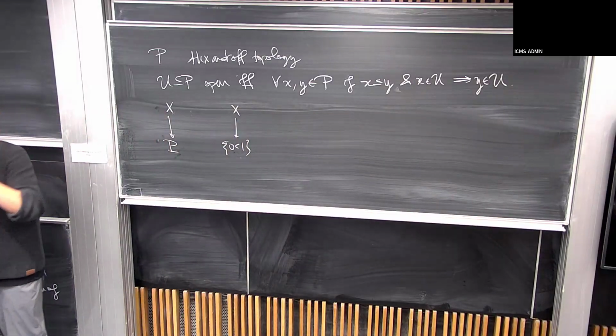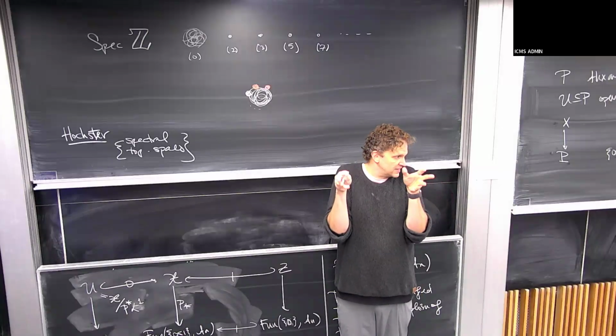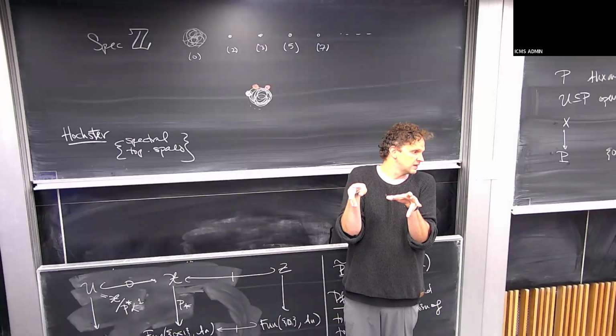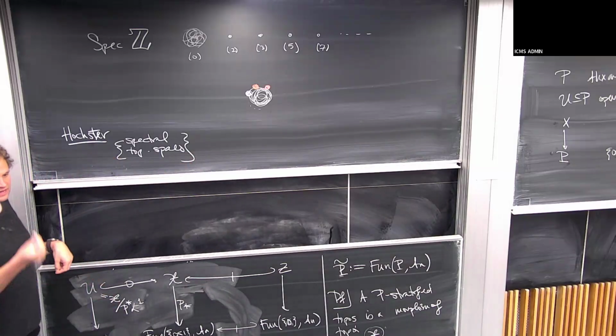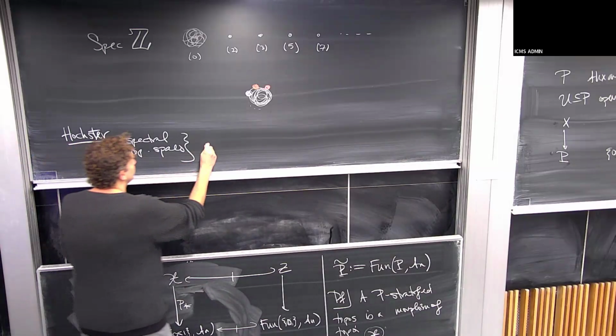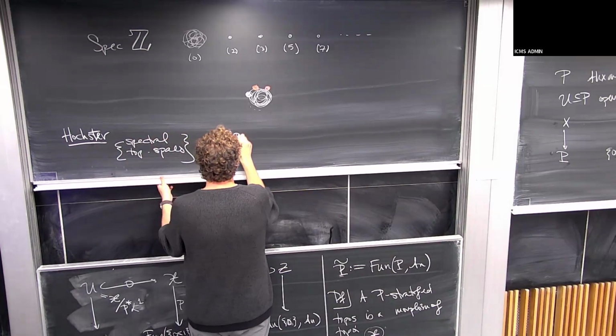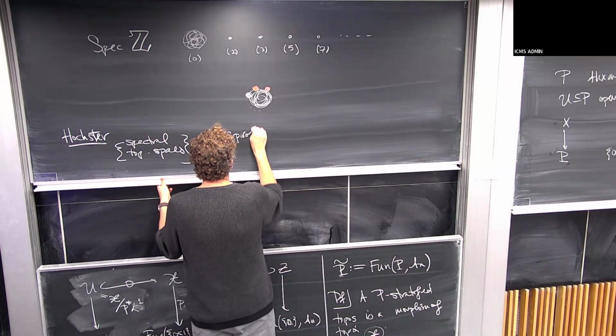I'm now saying, okay, well, I'm going to lose the Hausdorff but keep sobriety instead. And when I do that, I don't get a pro-finite set, I get a pro-finite poset. And that's the statement here. Pro-finite poset.